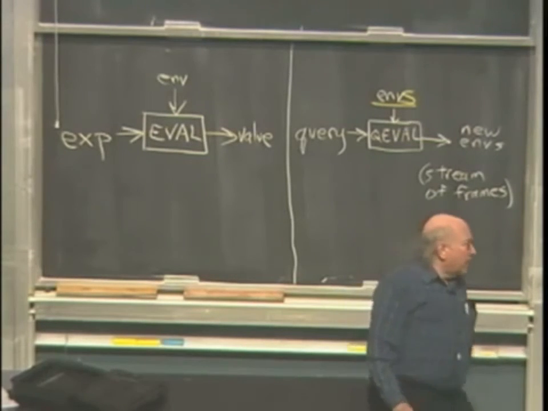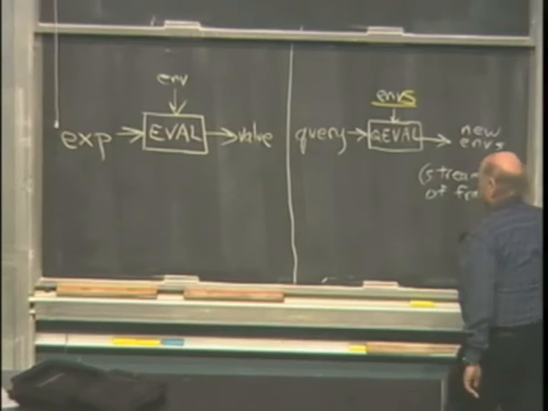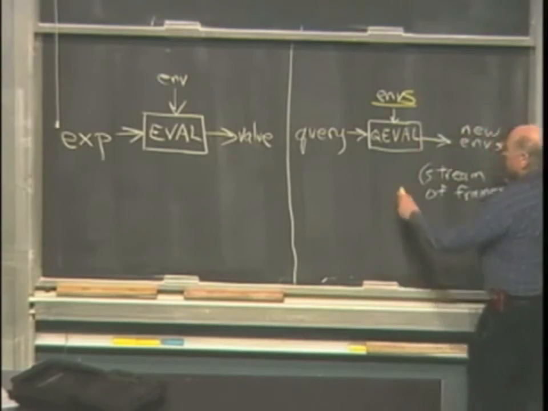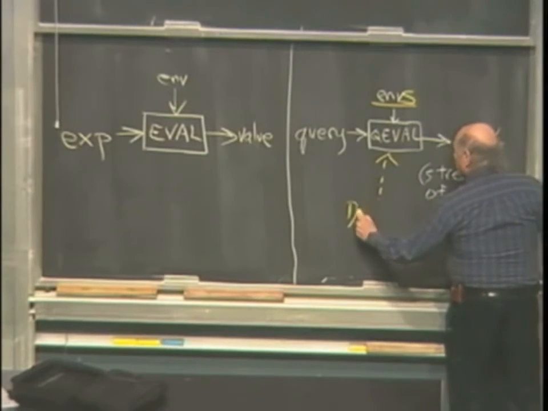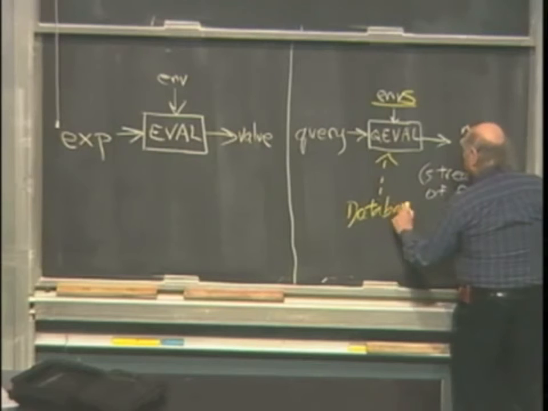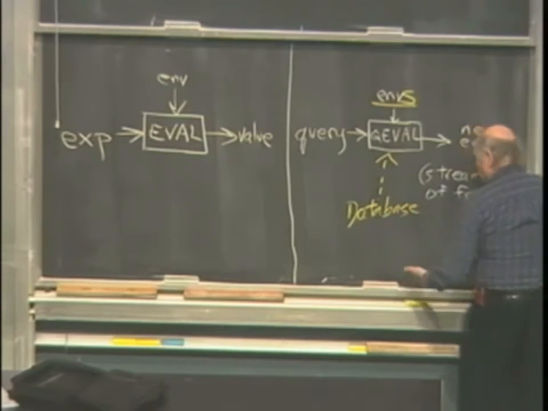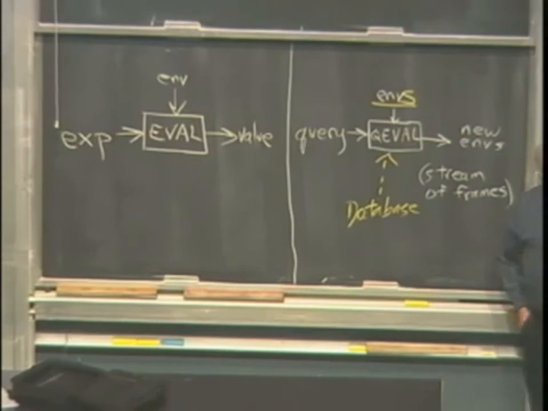Okay, so I guess one thing to add to this picture is that there's kind of an implicit input to every QEval call, namely a database that contains all the assertions and rules. So whenever you say assert! such and such, you're adding to the database. And the database is a global thing in the evaluator. QEval always looks through the database to look for things that match your query.